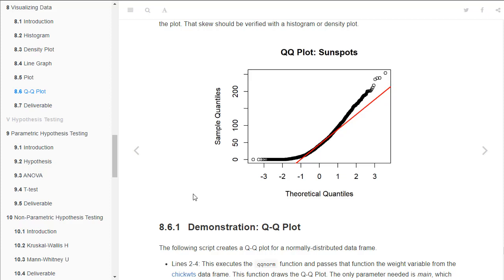Finally, there's sunspots data. Now, we did not see this earlier, but I can tell you the sunspots data is very badly skewed. And you can see here there's a tail on the lower end of this QQ plot that goes out way far away from a straight line. This is not what you would call a straight line.